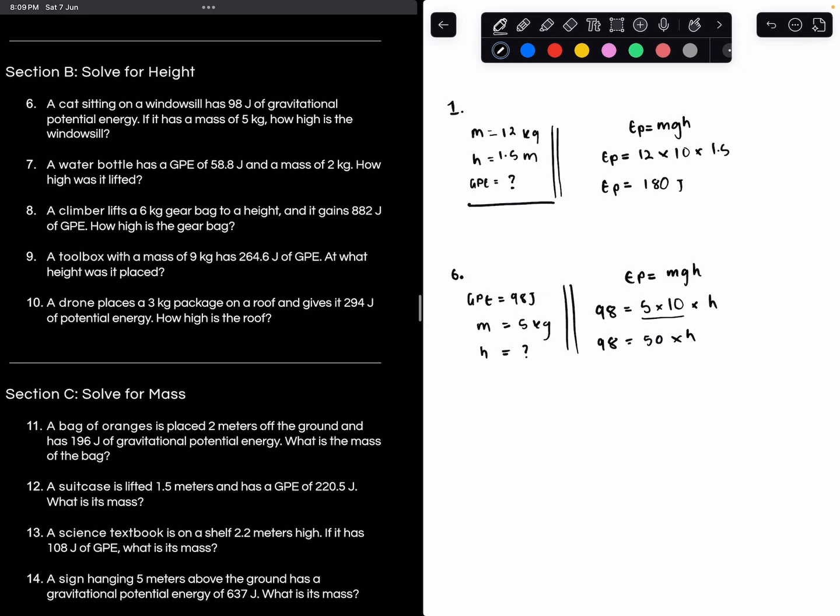So once you've simplified it, all you need to do is rearrange this whole equation so that you'll be left with h, okay?